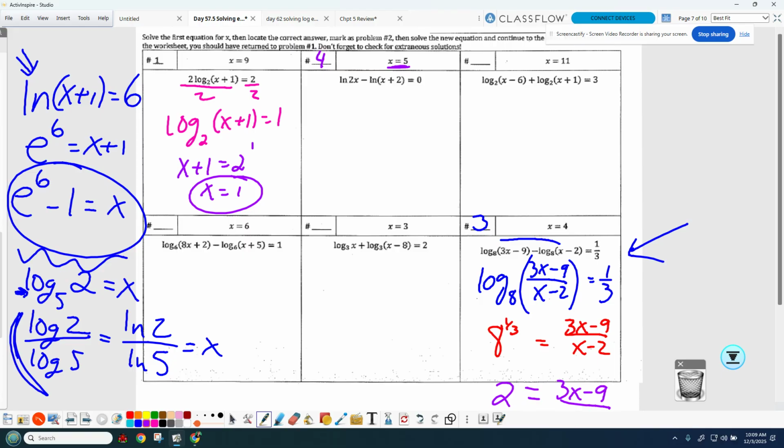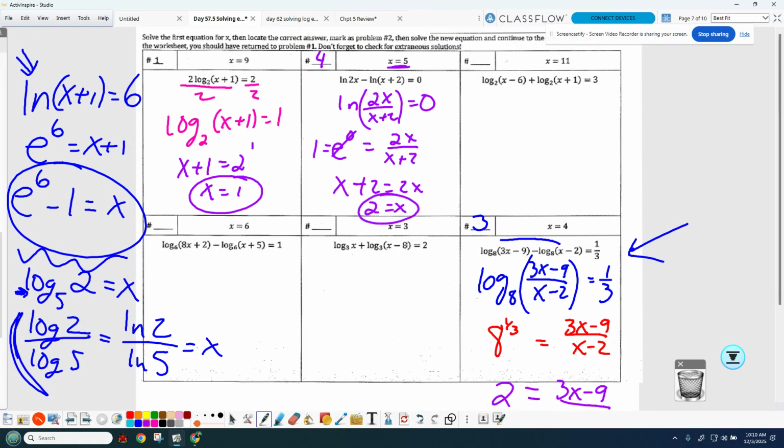So the one that we're on now, what do we do? What's the first thing here? You do ln and then 2x over x plus 2 equals 0. And then you do e to the 0, which is 1, equals 2x over x plus 2. And then you multiply by x plus 2. And then you solve for x. And this one also gave you? Yeah. Okay, let's try.